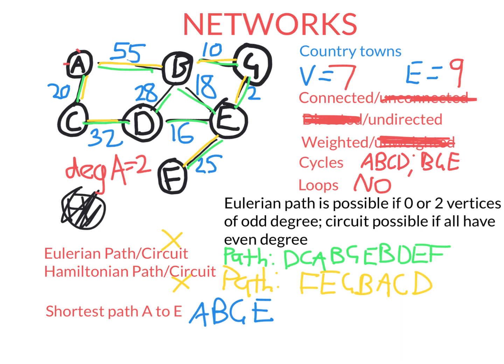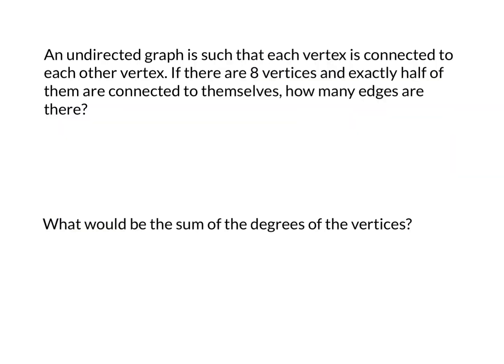All right, let's look now at a few harder questions. So an undirected graph is such that each vertex is connected to each other vertex. That means there is an edge from each vertex to every other vertex. There are 8 vertices, and we're also told half of them are connected to themselves. How many edges are there?